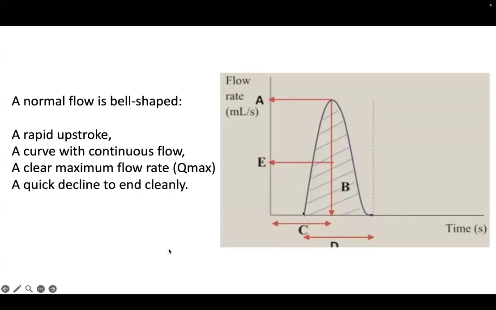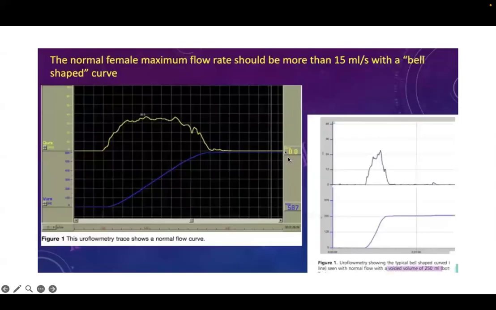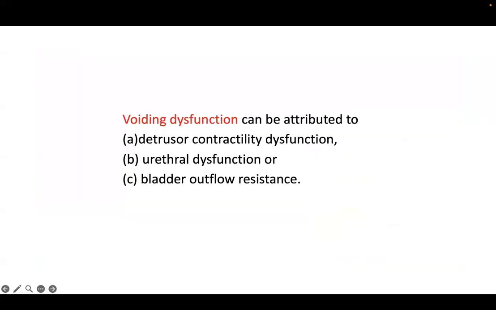What will a normal bell-shaped graph look like? Normal graph will be bell-shaped, as I told. Then what is bell-shaped? A rapid upstroke, then a continuous curve flow, a clear maximum flow rate, and a quick decline to end cleanly. This is a picture of a bell-shaped curve. Here we can see in this picture, the Qmax is 24. We know the normal Qmax is 20 to 36, so it is normal. It is a bell-shaped curve. Here the voided volume is around 250. So it is a normal uroflowmetry.